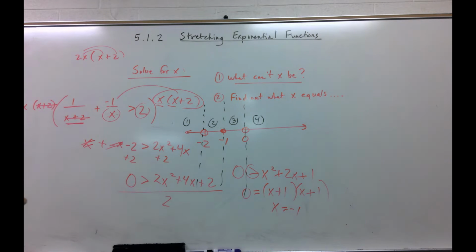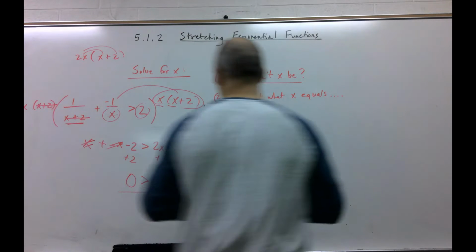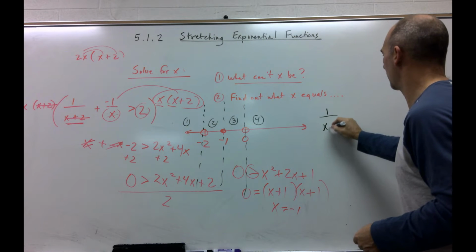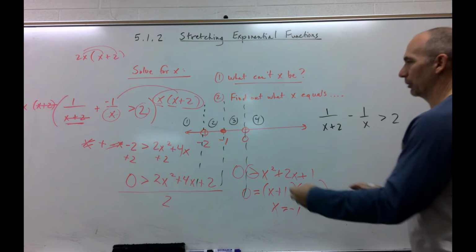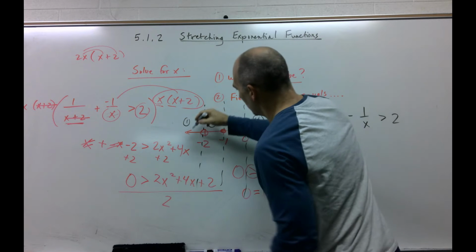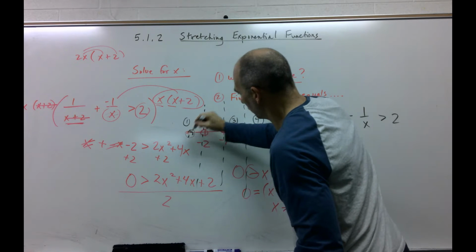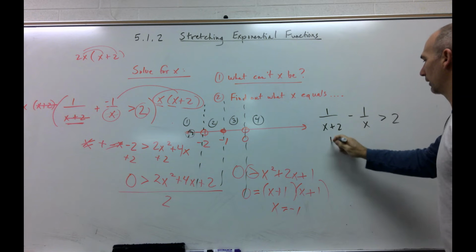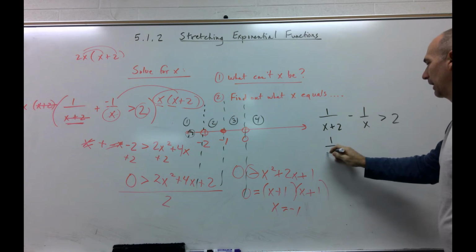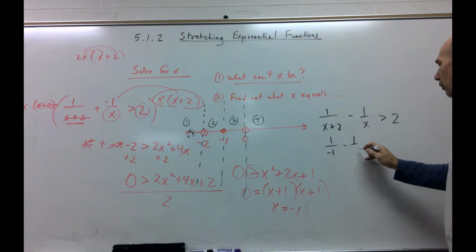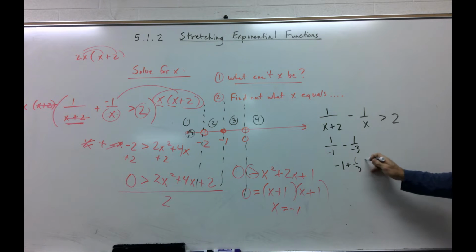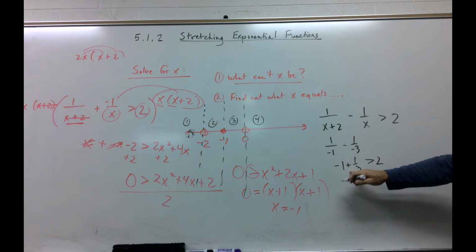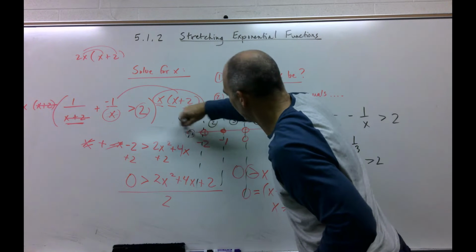Now it's not as hard as it looks. We're going to go back to the original, and I'm going to write it right here. 1 over x plus 2 minus 1 over x greater than 2. We're going to find out which regions, if any, are true. So I'm going to plug in negative 3 for x and see if it's true. So I get 1 over negative 3 plus 2 is negative 1, minus 1 over negative 3 is actually negative 1 plus 1/3. Is that greater than 2? No. A negative can't be greater than a positive, so that eliminates that space.